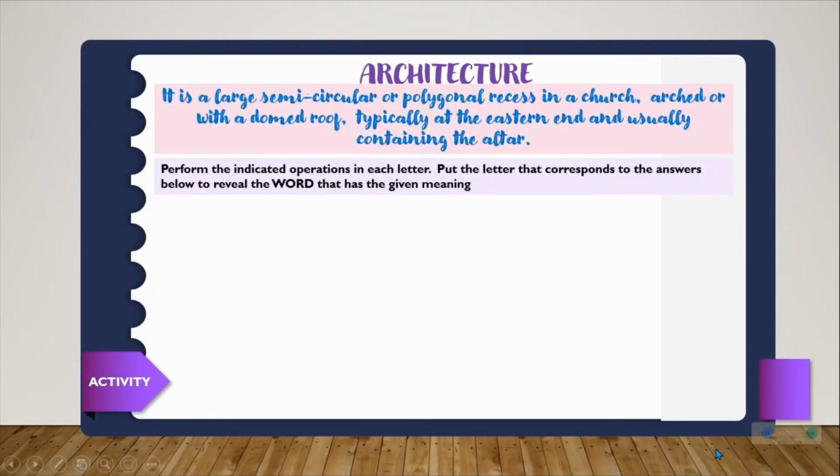So, we have an activity. Architecture. It is a large semicircular or polygonal recess in a church, arch, or with a dome roof, typically at the eastern end and usually containing the altar. So, perform the indicated operation in each letter. Put the letter that corresponds to the answer below to reveal the word that is the given meaning.